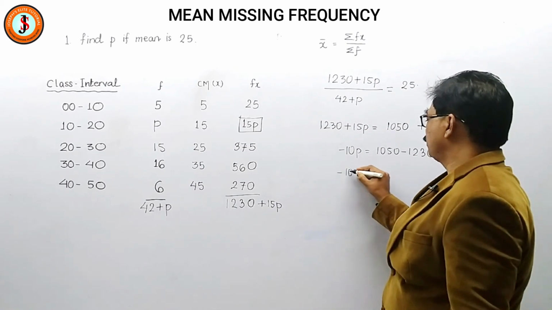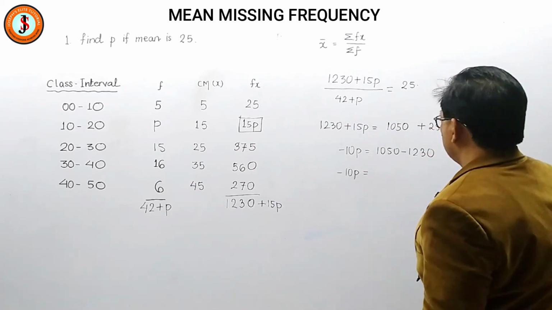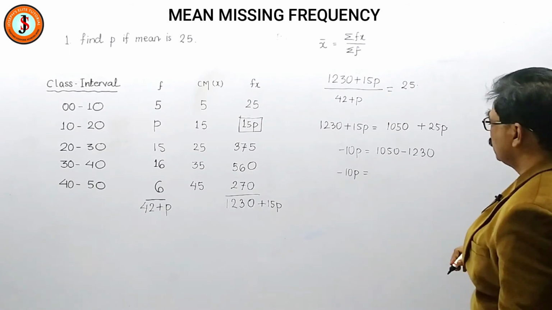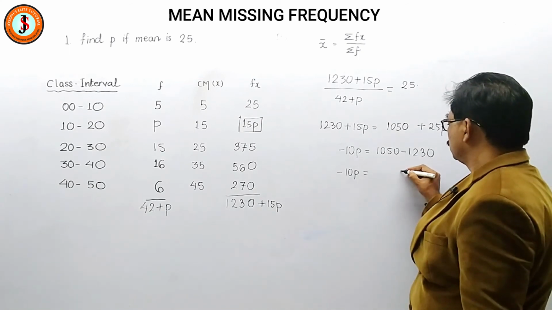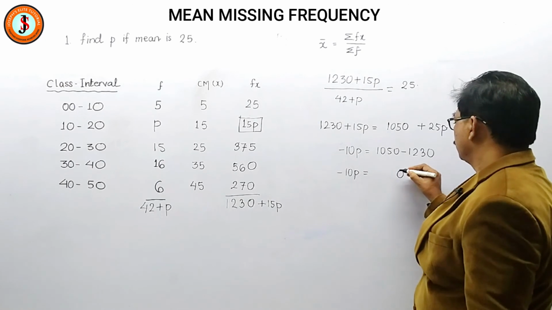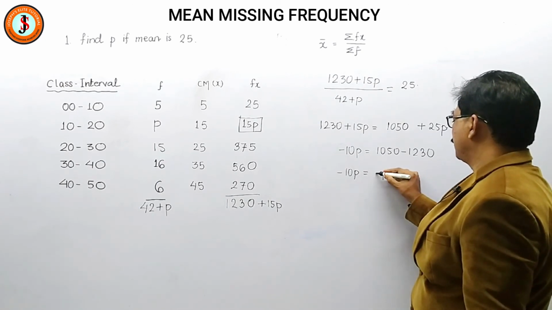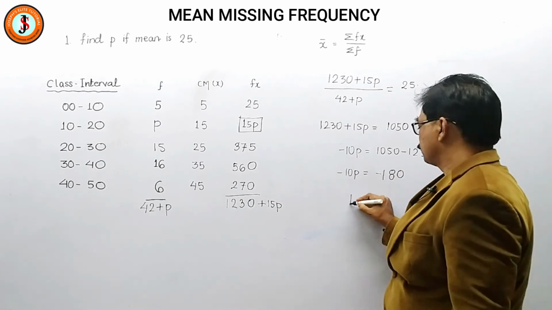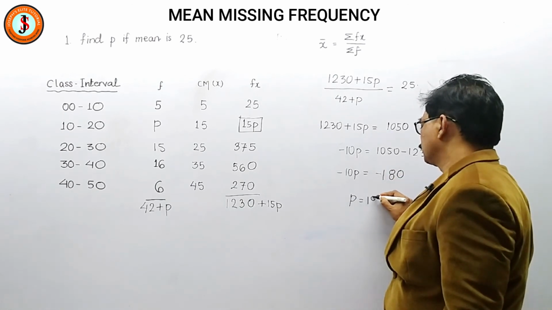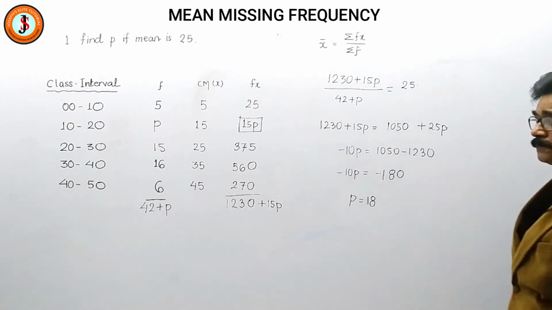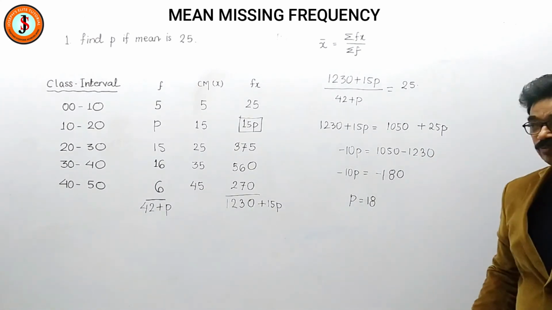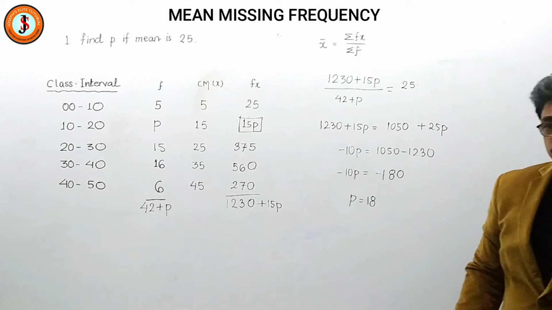So minus 10p is equal to, let us see, 1050 and 1230. So 1230 is 0, then 8 and then 180. So p is equal to 80. So we got the missing frequency.